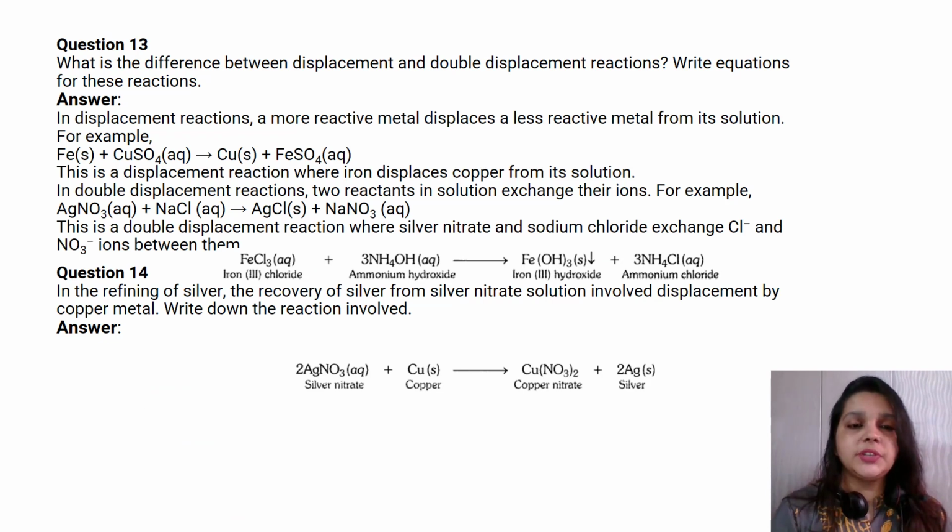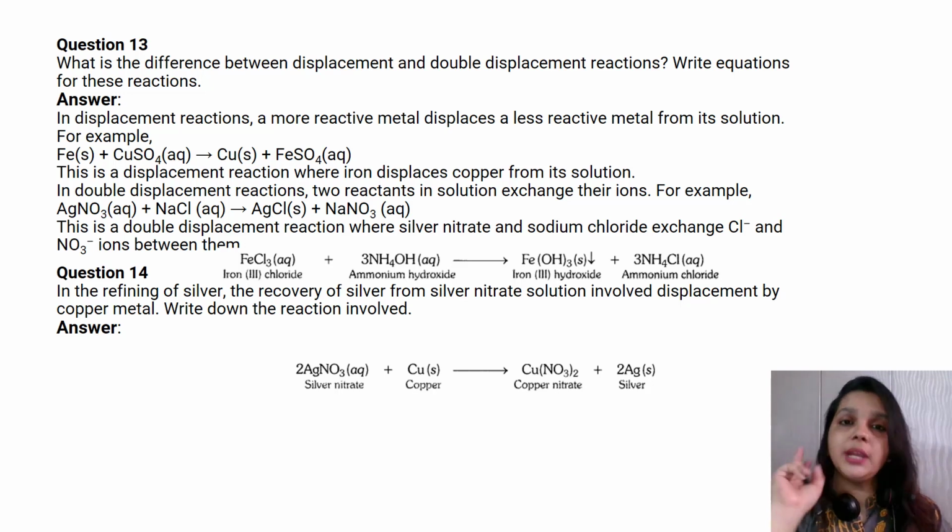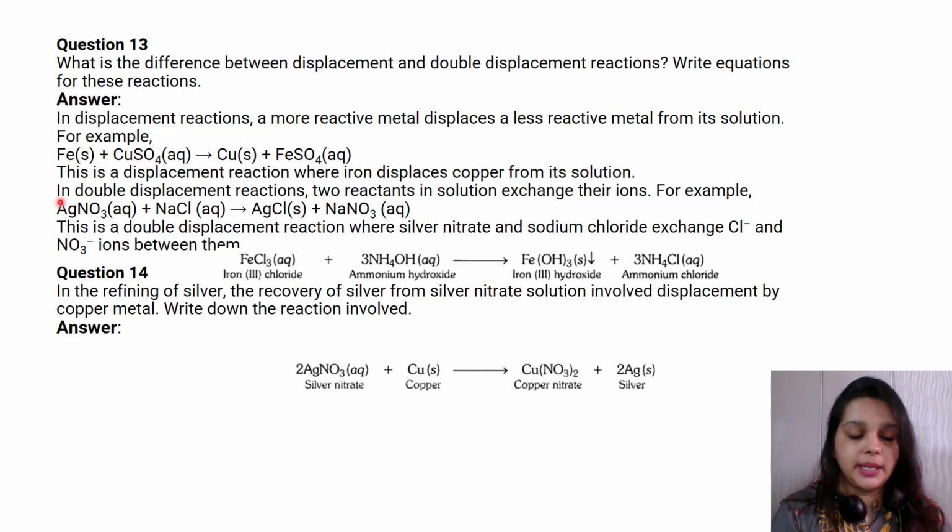13th question. What is the difference between displacement and double displacement reaction? To give an overview, in a displacement reaction, one reactant displaces the position of another reactant. Only one reactant moves, right? But in a double displacement reaction, two reactants exchange their places, right? That has all been explained here, and there are examples also. You can pause the video and go through these examples.